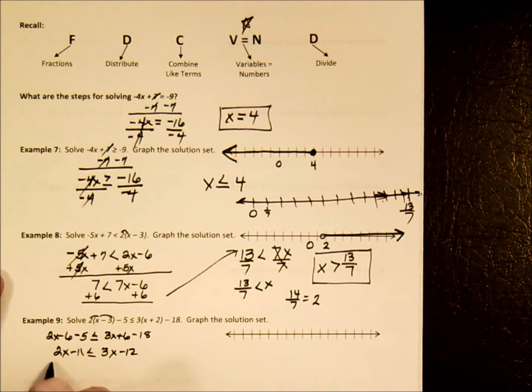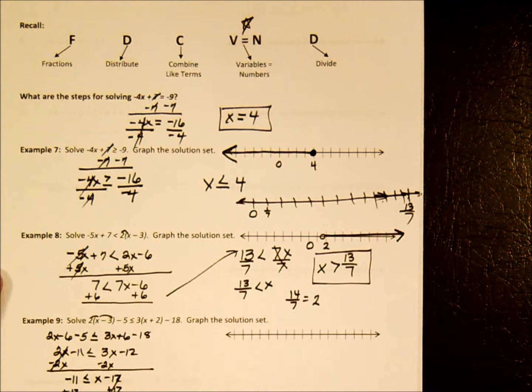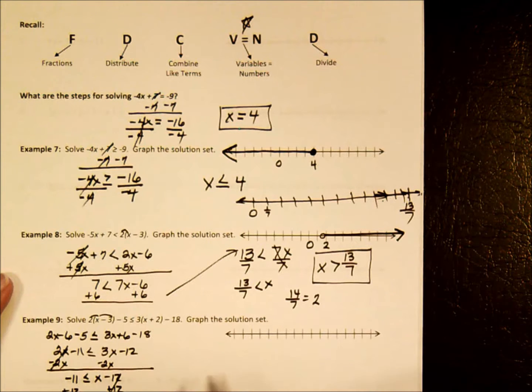Now I want to get my variables on the same side, so I'm going to subtract my 2x. 3x minus 2x is 1x. I am now going to add a 12, and I get, I'm going to write it up here so you can see it, a negative 11 and a positive 12 is a 1, is less than or equal to x, but we know we can't use our answer like that.